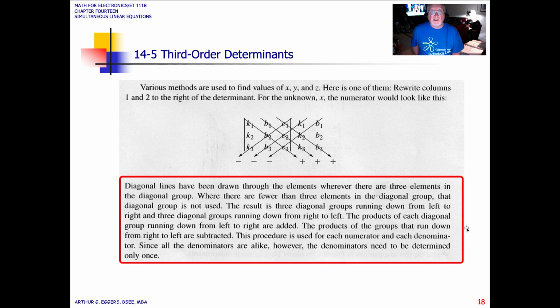The result is 3 diagonal groups running down from left to right, and 3 diagonal groups running down from right to left. The products of each diagonal group running down from left to right are added. The products of the groups that run down from right to left are subtracted. This procedure is used for each numerator and each denominator. Since all the denominators are alike, however, the denominators need to be determined only once.